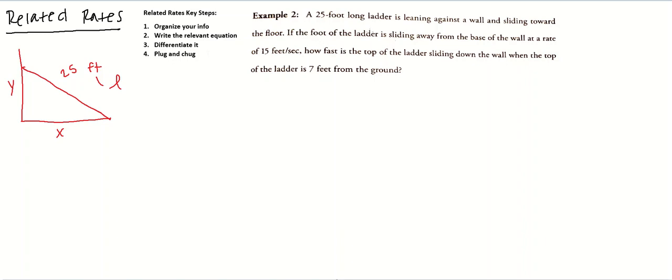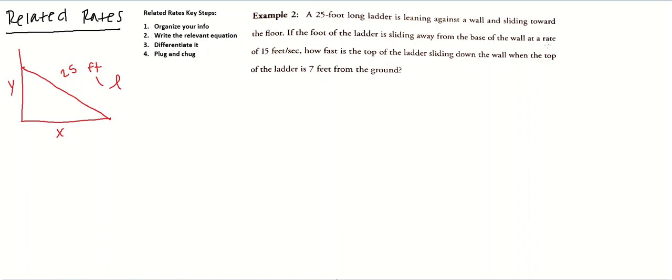So when they talk about the foot of the ladder sliding away from the base of the wall, which length are they talking about? Are they talking about X or are they talking about Y? And so hopefully you'd say that they're talking about X because they're saying that the bottom of the ladder here is sliding away from the base of the wall. So they're talking about this X value right here. They're saying it's sliding away at a rate of 15 feet per second.